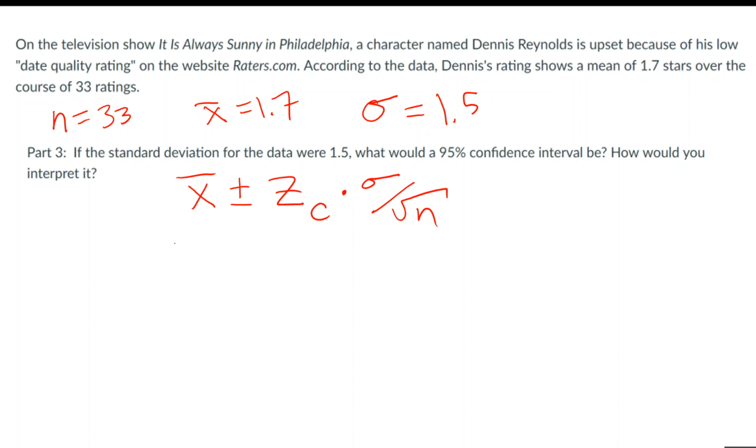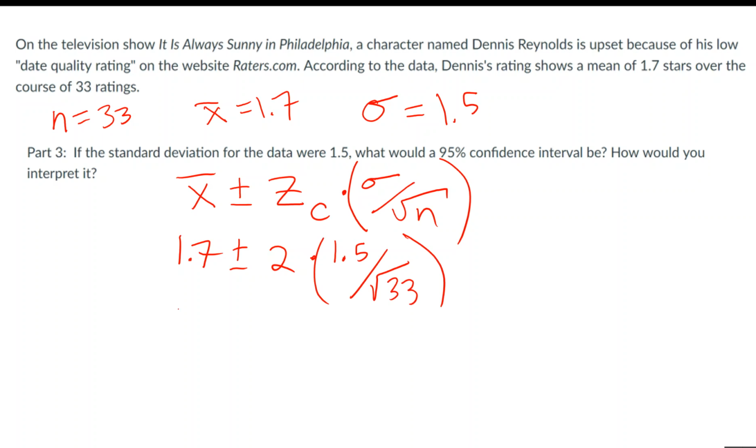So 1.7 again is the sample mean plus or minus 2. That's the critical value. That's the value that gives you 95% confidence, 2 standard deviations to the right, 2 standard deviations to the left. In fact, here we're talking about standard errors. Okay? 2 times the population standard deviation, which is now 1.5, divided by the square root of a sample size 33.